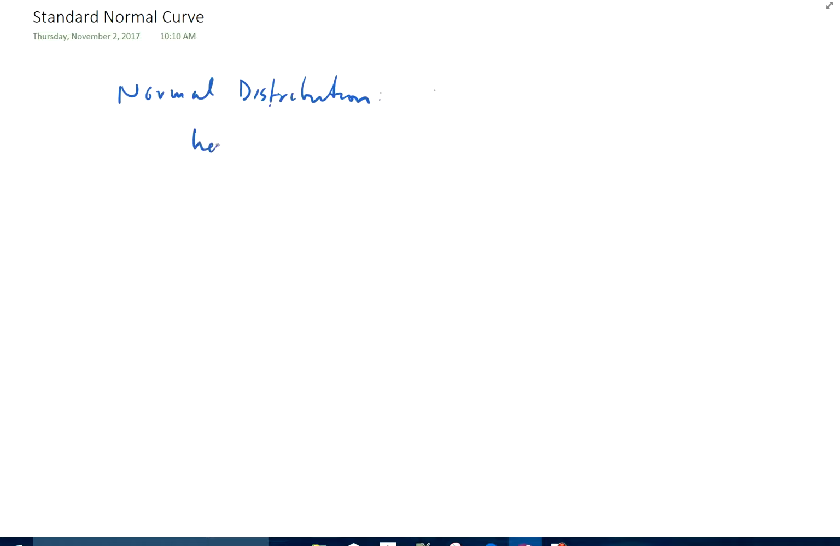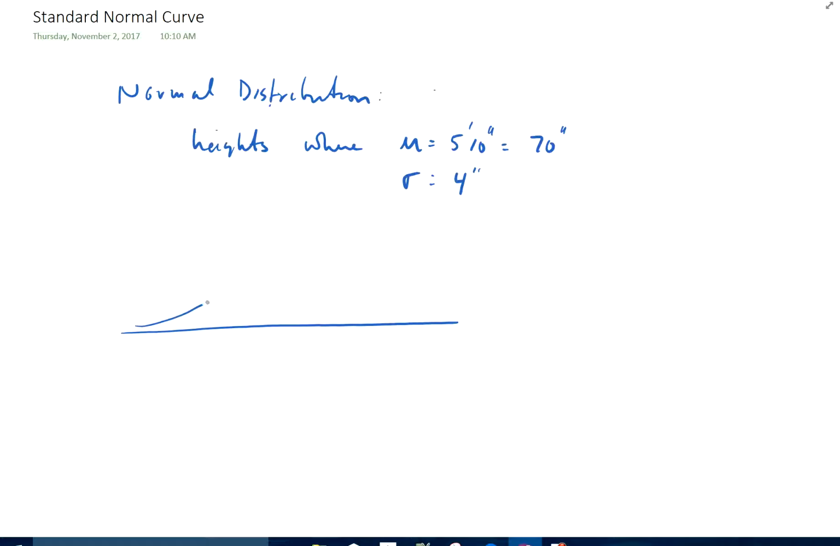Okay, say heights, where the average is 70 inches, 5 feet 10. This is American men, 5 feet 10 inches, which is 70 inches, and the standard deviation is 4 inches. Okay, so I've got this, and we said mu is 70 and sigma is 4.